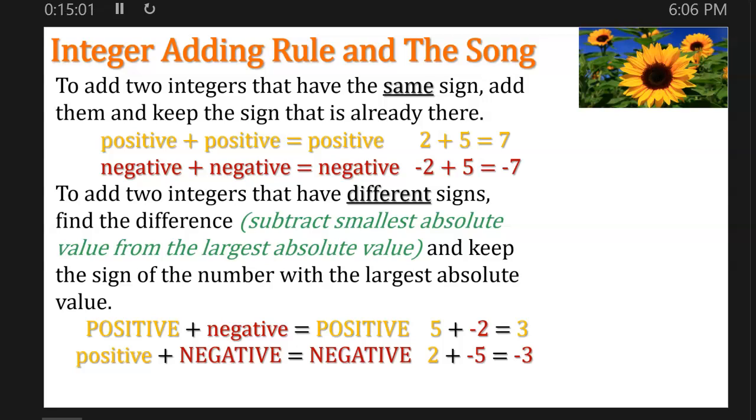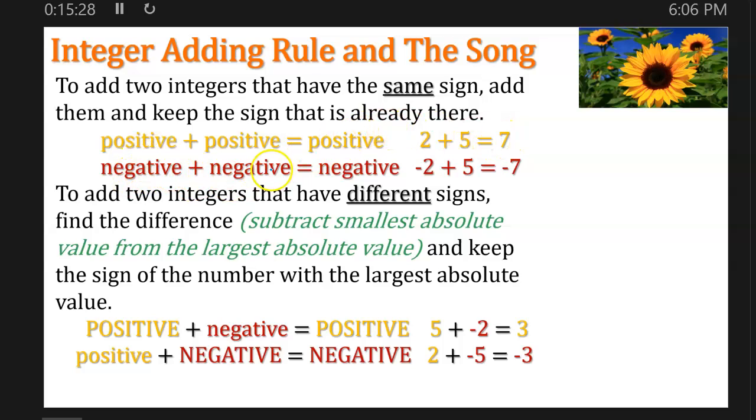Okay, to add 2 integers that have the same sign, add them and keep the sign that's already there. So if both numbers are positive, you're going to get a positive answer. Now this is for addition. When you're doing operations with integers, the operation is important. So the way you treat integers when you're adding is different than the way you treat them when they're subtraction and multiply and divide and so forth.